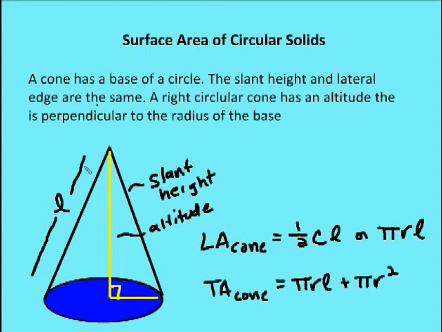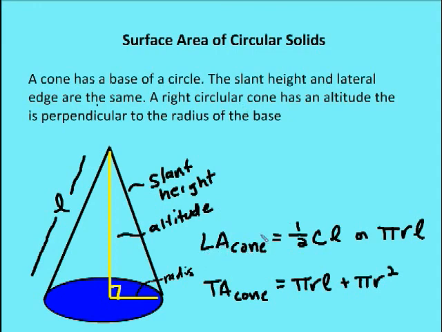So we have L, which is our slant height, our altitude here, which is the vertical yellow line, and the radius, which is our horizontal yellow line. And let's just draw this in, radius, and that's going to be in a right circular cone. And circular is spelled incorrectly, but that's okay. We'll move on to lateral area.